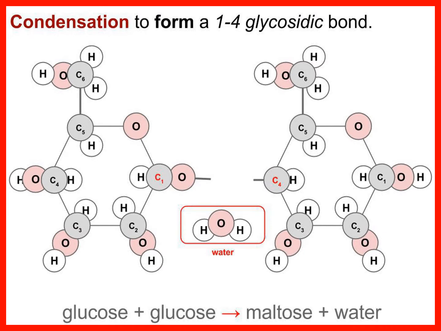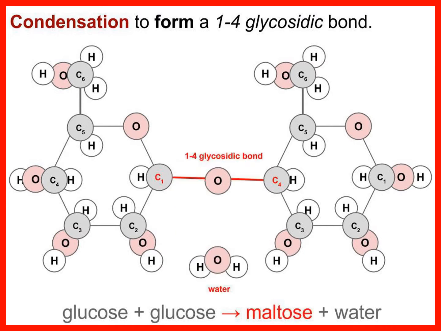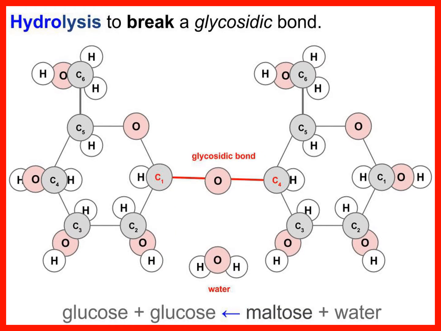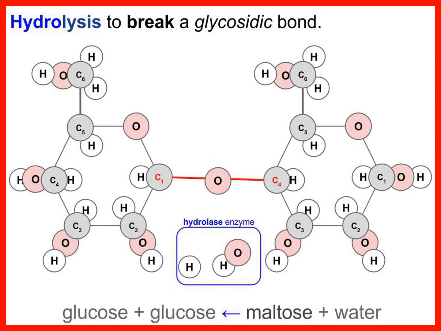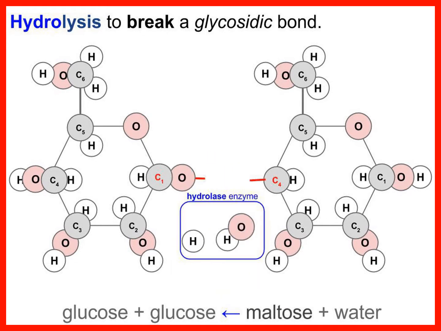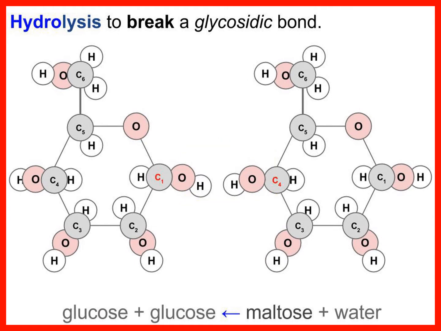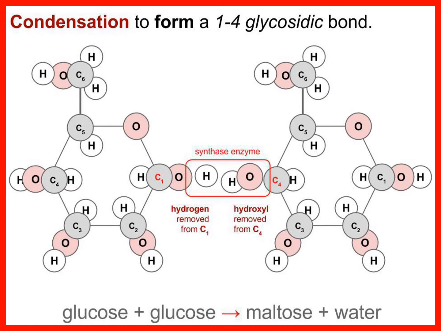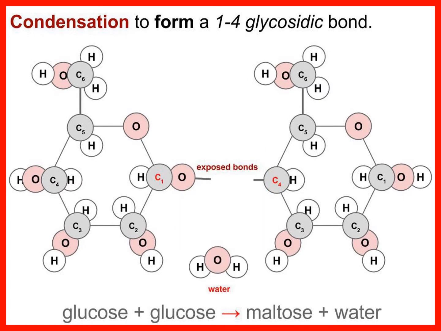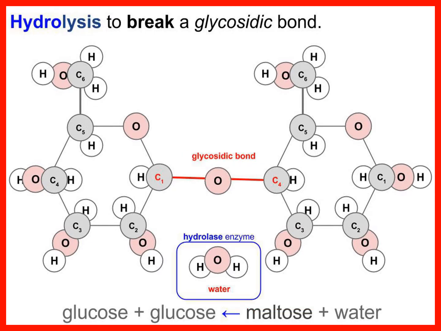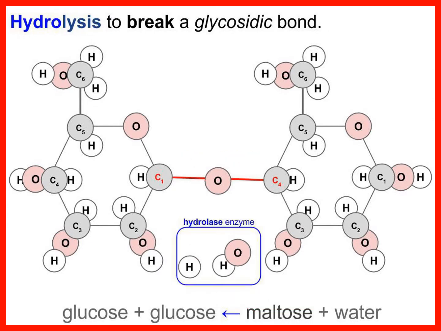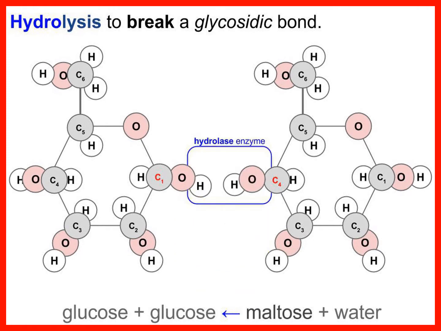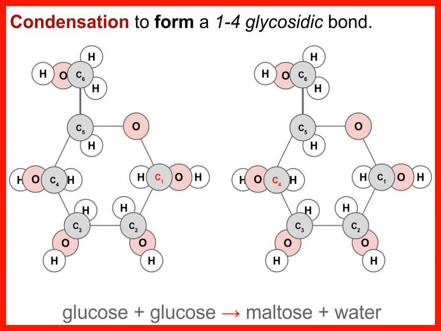We've got 2 alpha glucose here where they are reacting with each other. The monosaccharides react with each other to form a disaccharide called maltose, and to do this, a condensation reaction occurs where you also make a water molecule, and the 2 monosaccharides form a glycosidic bond, which is known as a 1,4 glycosidic bond because it happens between carbon 1 of one of the alpha glucose molecules and carbon 4 of the other alpha glucose molecule.